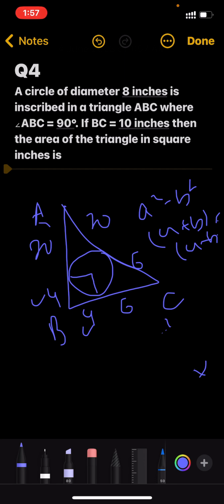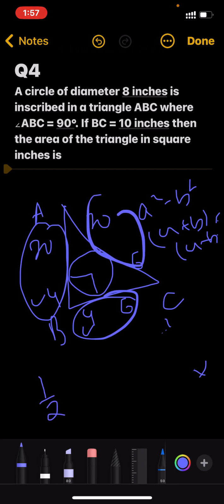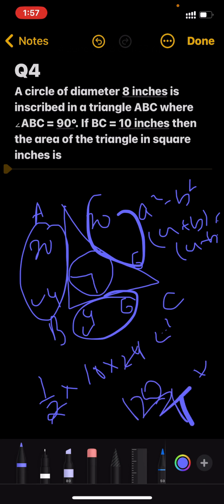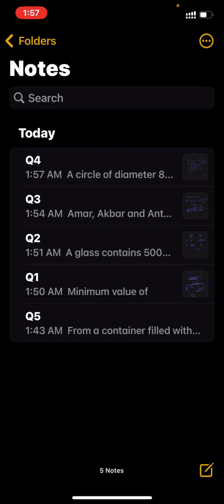Now you can see the triplet as well, 20 plus 4 is 24, 6 plus 4 is 10. So area will be 1 by 2, base is 10 and height is 24. So this is 12, 120 is the area. 120 is the answer to this question. Now last question.